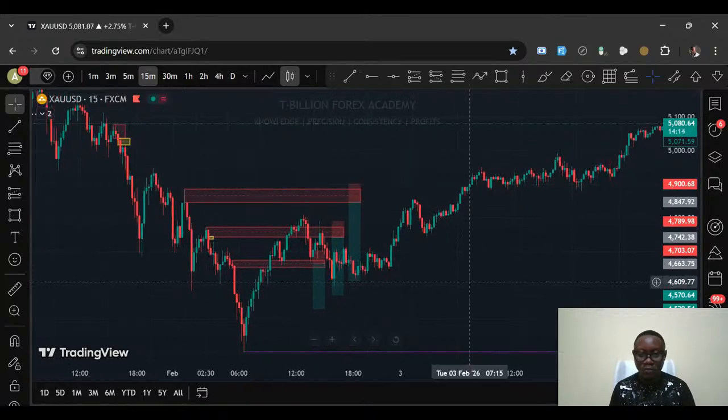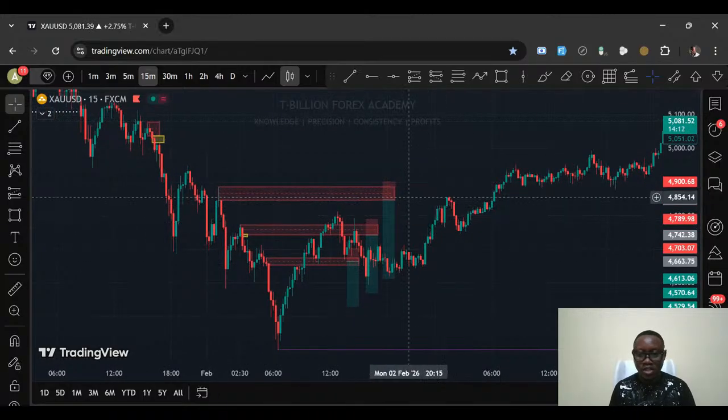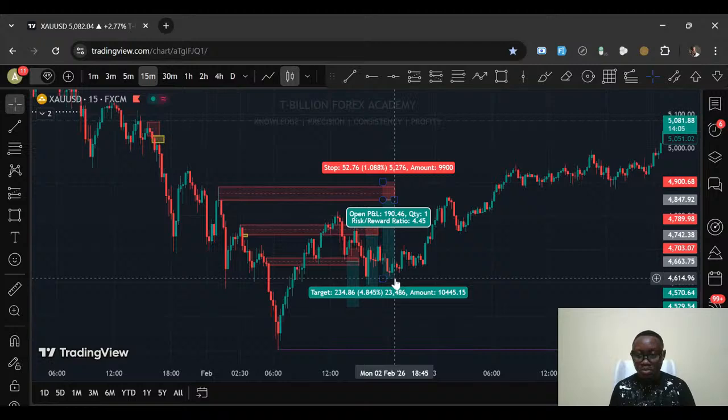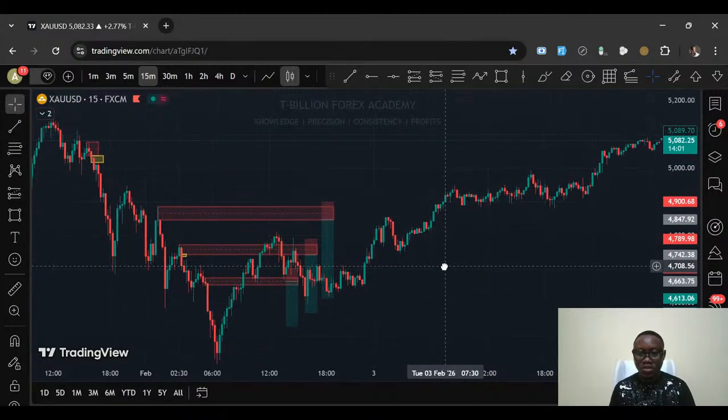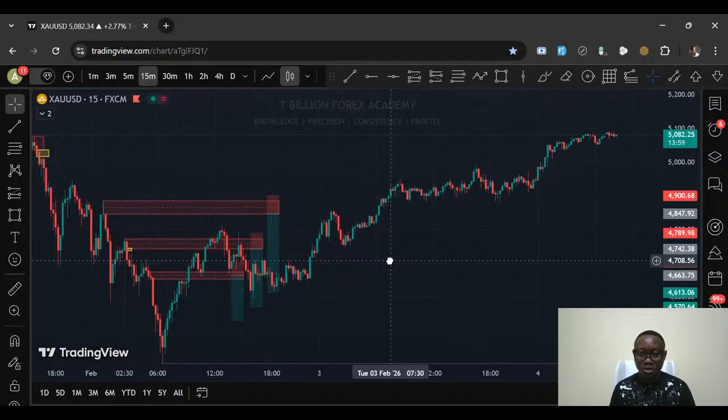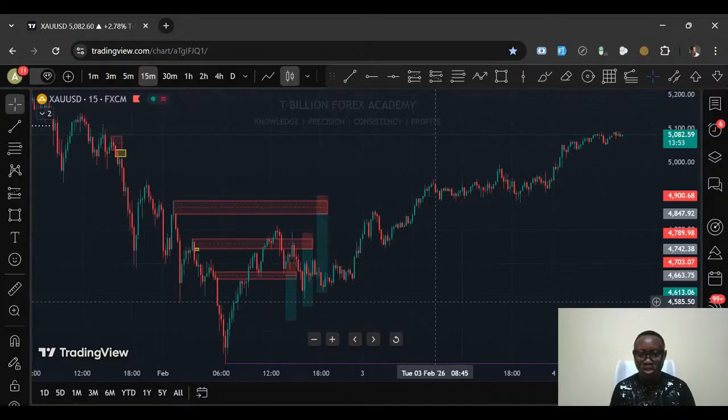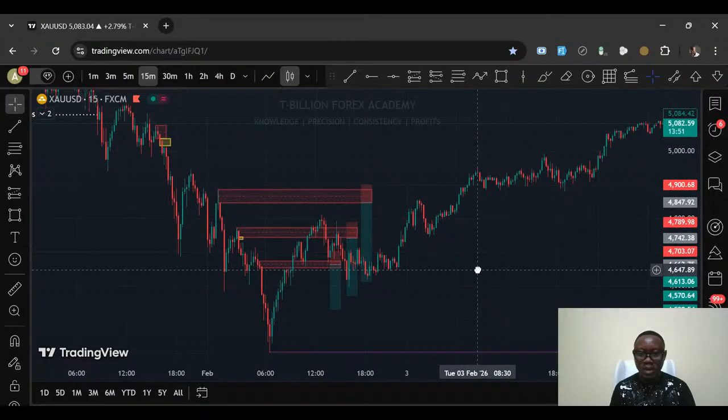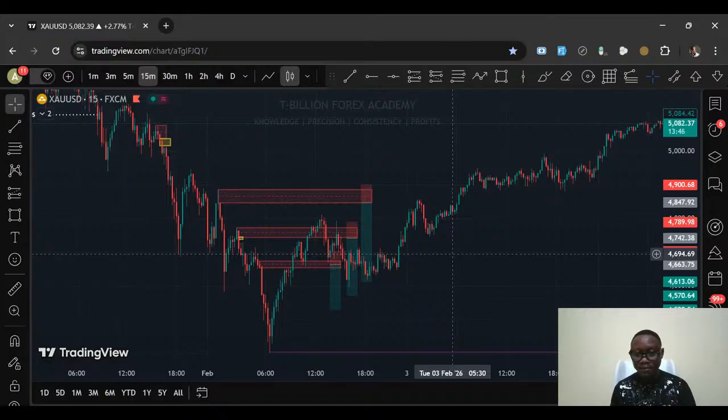And as you can see, although we had reactions at the zones, price didn't get to our TP. And that is because, of course, gold, as you know, has always been bullish. So sell opportunities like this might not hold for a very long time.